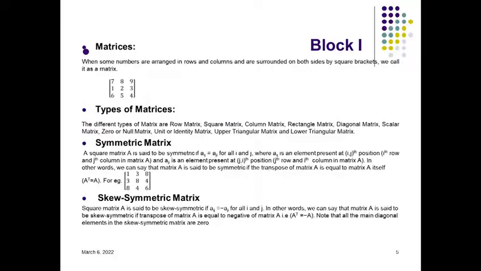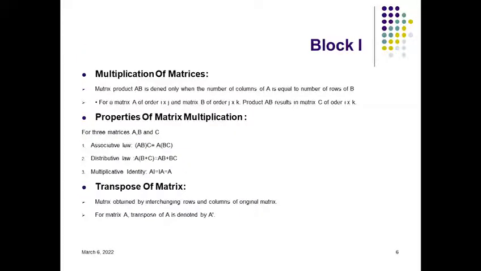In Block 1, we are going to discuss matrices. When some numbers are arranged in rows and columns and are surrounded on both sides by square brackets, we call it a matrix. Matrices have types, such as symmetric matrix and skew-symmetric matrix. Moving to multiplication of matrices, matrix product AB is defined only when the number of columns of A is equal to the number of rows of B.